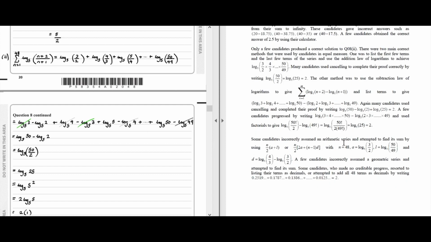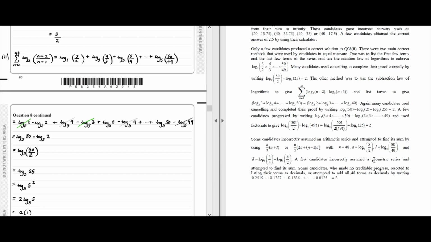Some candidates incorrectly assumed that an arithmetic series was required, and they used n over 2 lots of a plus l, or n over 2 lots of 2a plus n minus 1 lots of d, with n equaling 48, a equaling log base 5 of 3 over 2, and l equaling log base 5 of 50 over 49, and d equaling log base 5 of 4 over 3 minus log base 5 of 3 over 2.